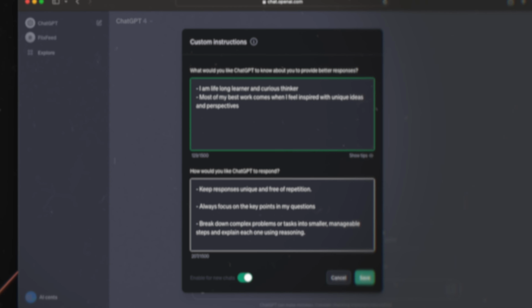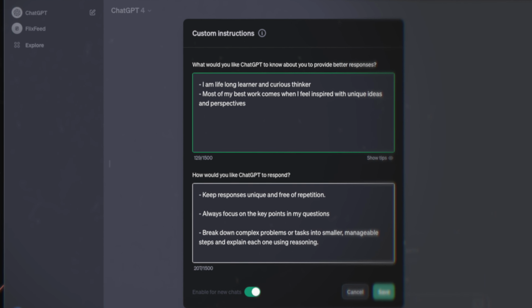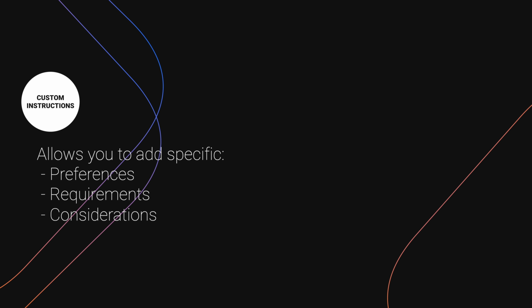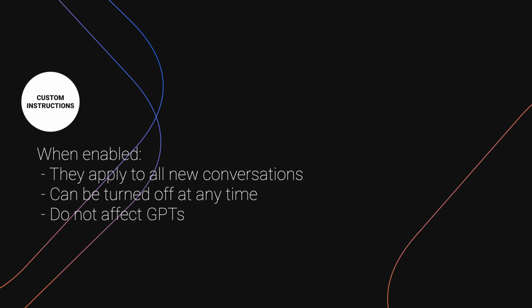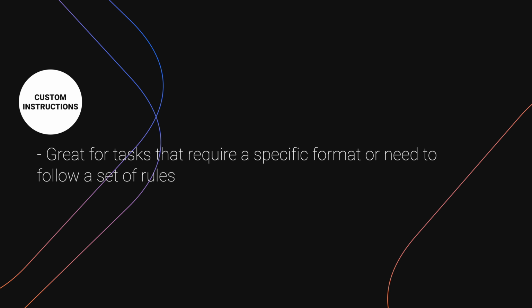But first, for those new to GPTs or custom instructions, let's quickly explain the two. Custom instructions is a feature that allows you to add preferences or requirements that you'd like ChatGPT to consider when it's generating responses for any conversation you start in the regular ChatGPT window. This can be particularly useful for more complex or nuanced requests that require a specific format or set of rules, which we'll see in just a minute.